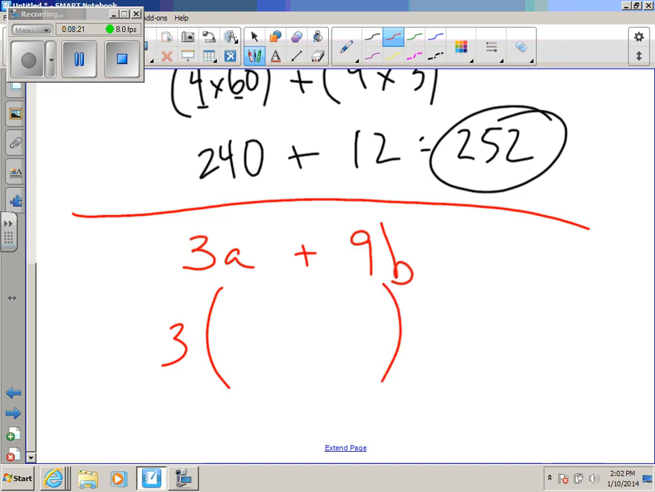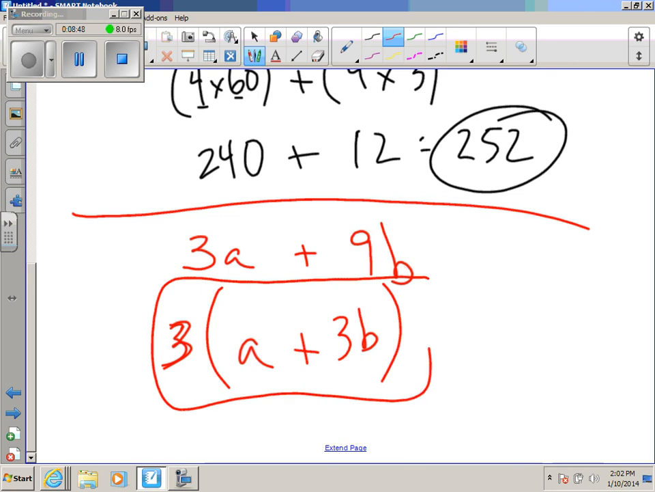On the inside of the set of parentheses, I need to kind of go backwards and say, what do I need to multiply this 3 by to get 3a? Or just a? What do I need to multiply this 3 by to get 9b? Okay, 3b. We have just factored using the distributive property.